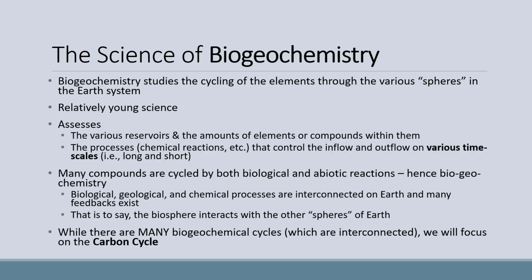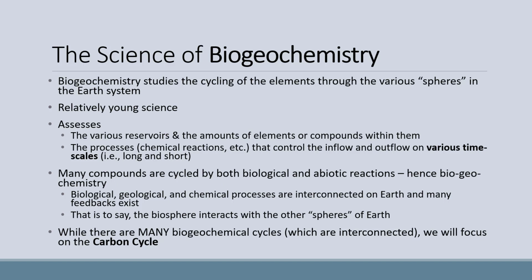An important science that tracks elements in the Earth system is called biogeochemistry. It is a relatively young science, and it assesses the various reservoirs and the amounts of elements or compounds within them. It also assesses the processes that control the inflow and outflow on various timescales. Many compounds are cycled by both biological and abiotic reactions, hence biogeochemistry. Biological, geological, and chemical processes are all interconnected on Earth, and many feedbacks exist. That is to say, the biosphere interacts with the other spheres on Earth.